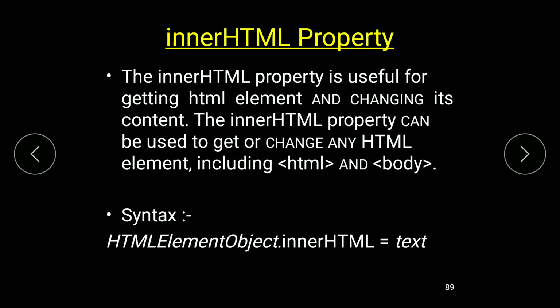Next is the innerHTML property. Now we learned about the getElementById method, and now we learn about the property. We already learned about some methods like write and writeln. We already discussed the difference between the write method and the writeln method, and then we discussed the getElementById method. And now we are going to learn about the innerHTML property.